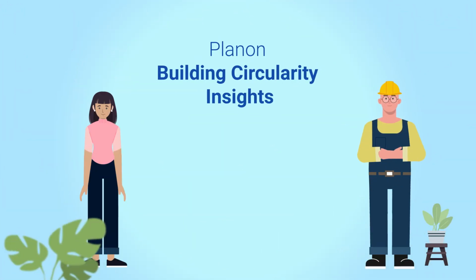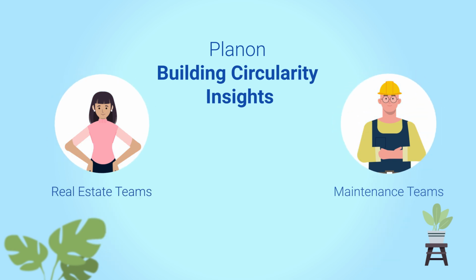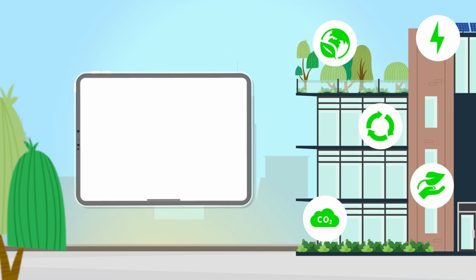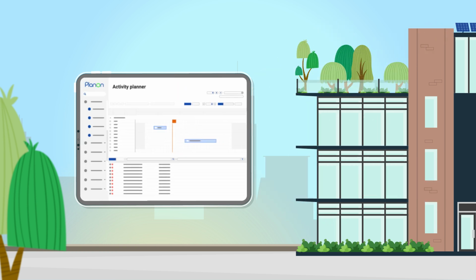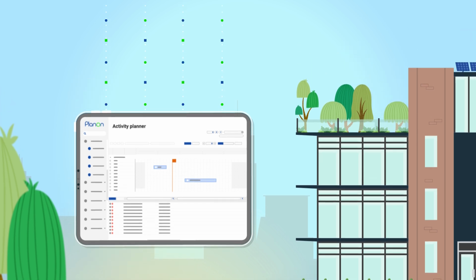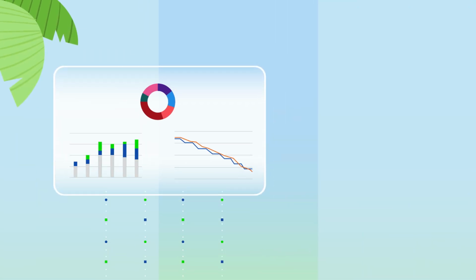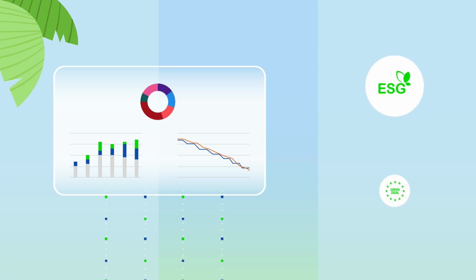Introducing Plan & Building Circularity Insights, a powerful tool for real estate and maintenance teams. It enables organizations to assess the environmental and circularity performance of buildings to make sustainable material choices in maintenance and renovation planning. And you also gain the data needed to comply with reporting regulations and green deals.